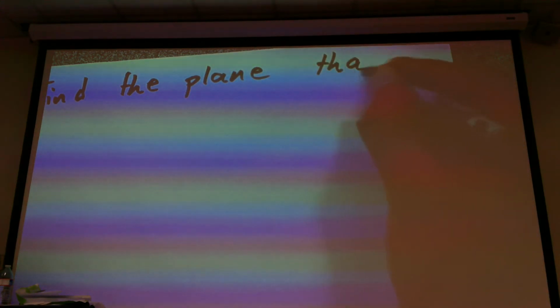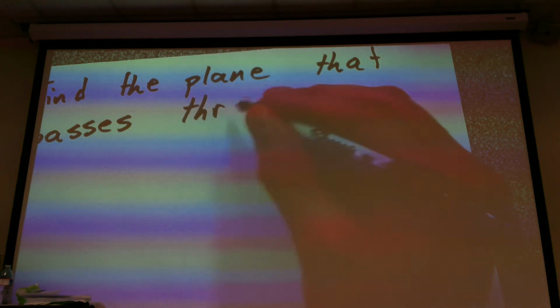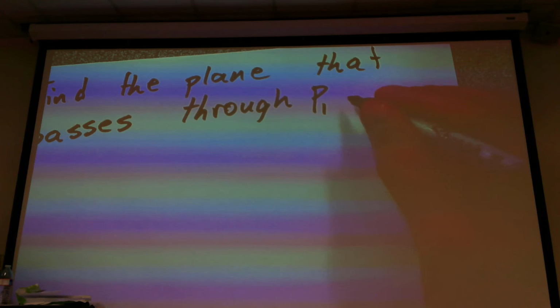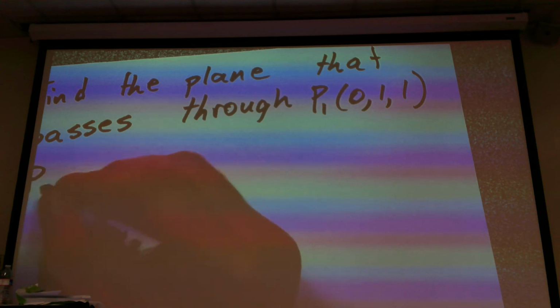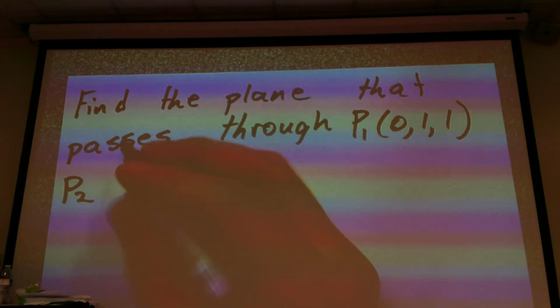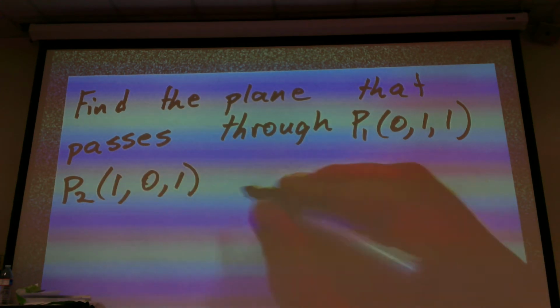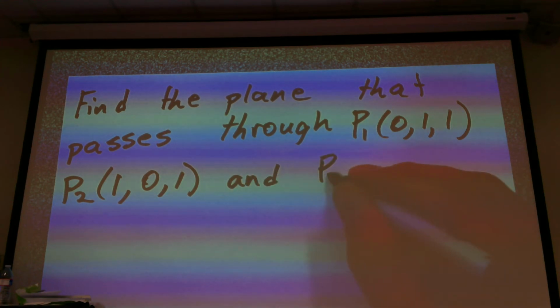Okay? So let's say we want to find a plane that passes through, okay, I'm gonna label these, let's say P1, which is going to be 0, 1, 1. P2, 1, 0, 1. And P3.